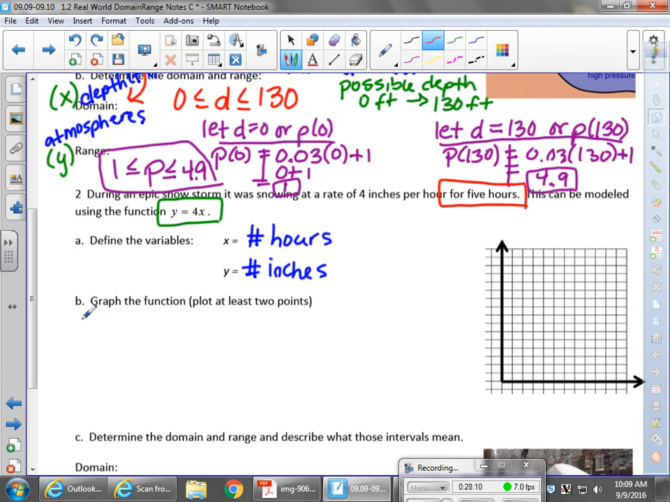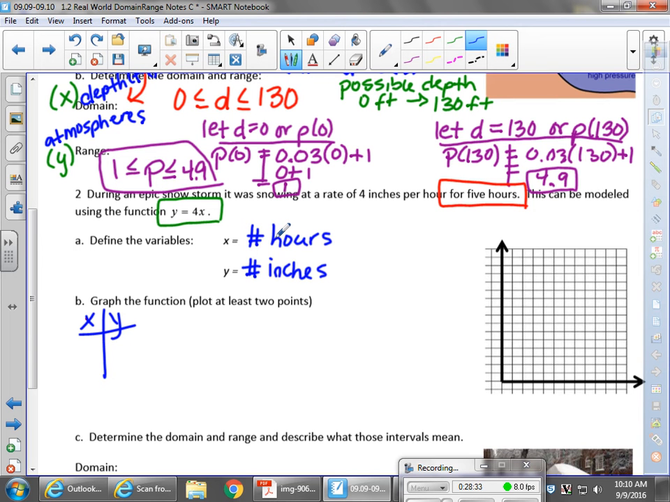So I ultimately want a graph, and your homework is going to have a graph on it. So we need to pick some points here. It makes sense to pick my smallest and biggest. What's my smallest possible x value? Smallest x value. What does x represent again? Hours. So think real world. What's the smallest possible number of hours?